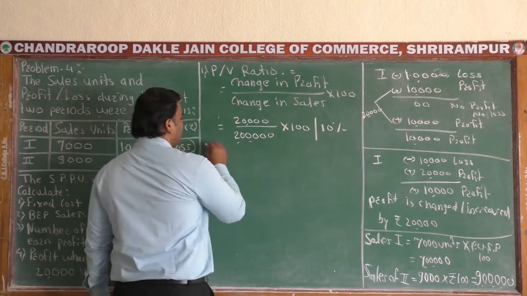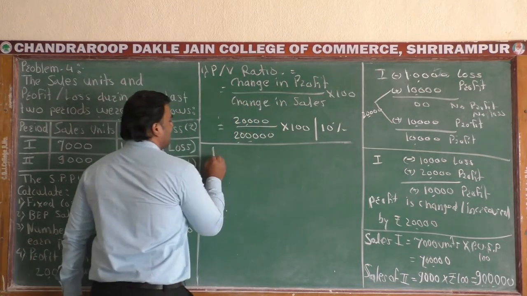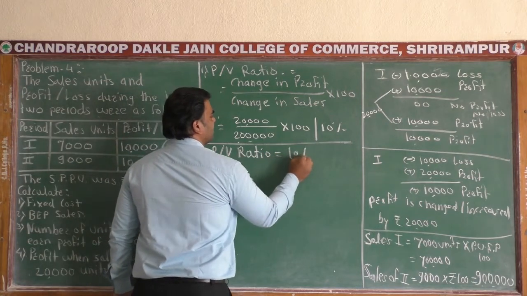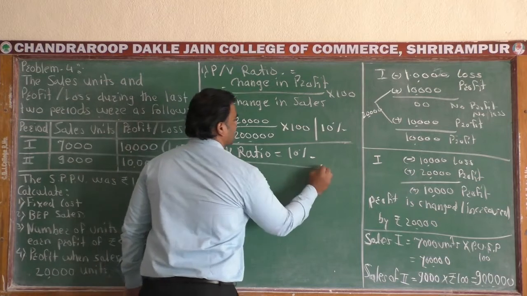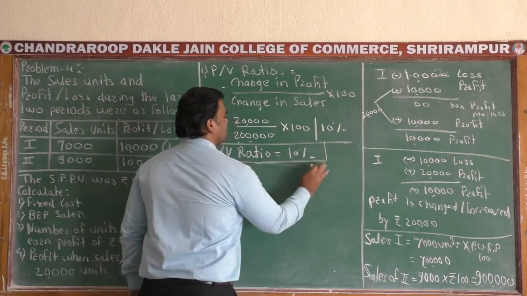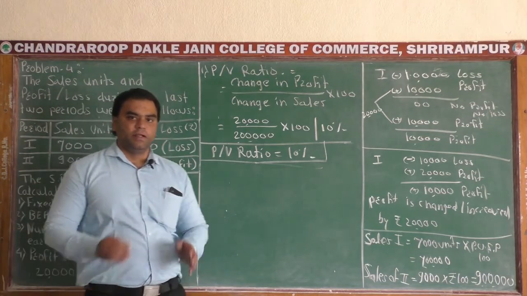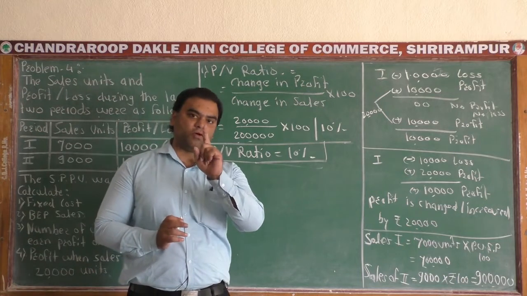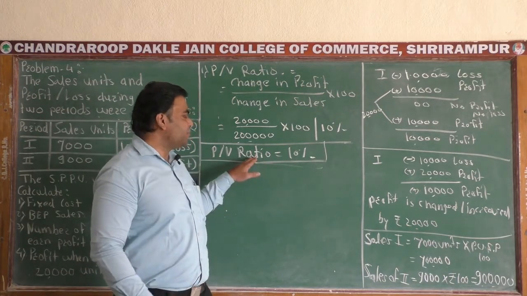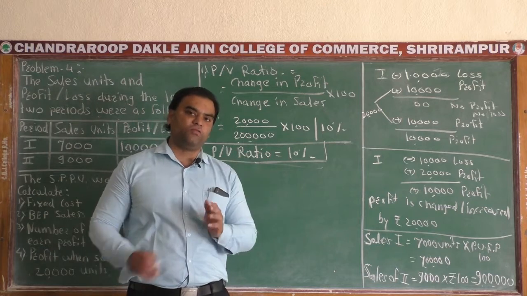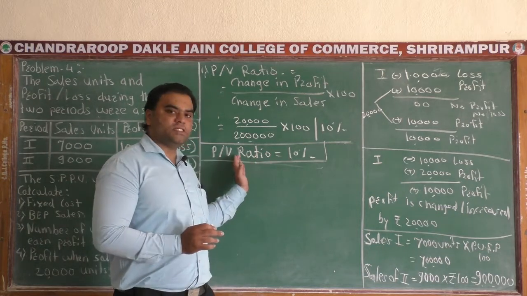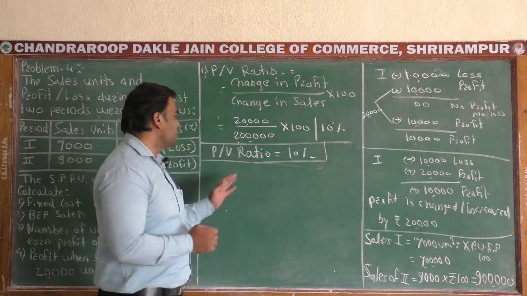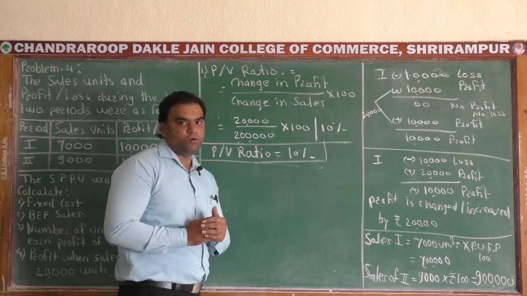That's why the PV ratio is equal to 10%. Now we have calculated PV ratio. Now what we want to calculate? The amount of contribution. By utilizing PV ratio, we can easily find out the amount of contribution. PV ratio means profit volume ratio or contribution to sales ratio. So sales into PV ratio is equal to contribution.